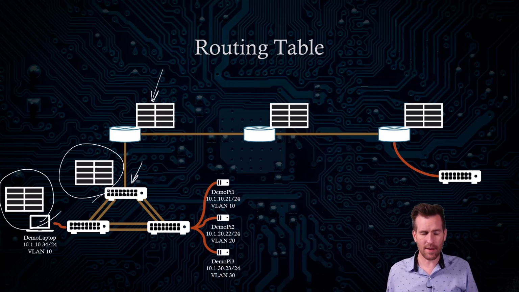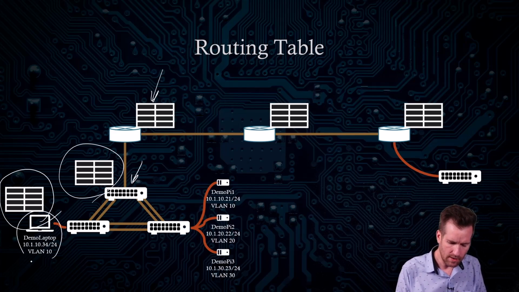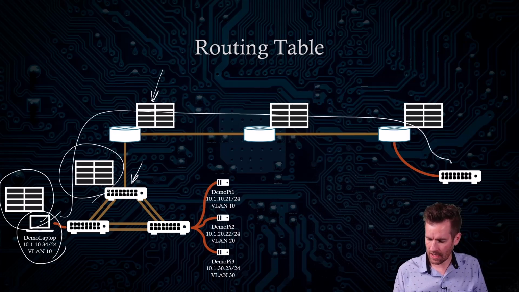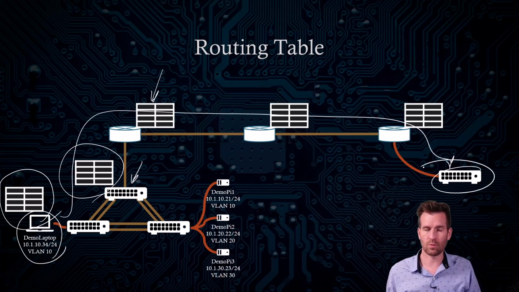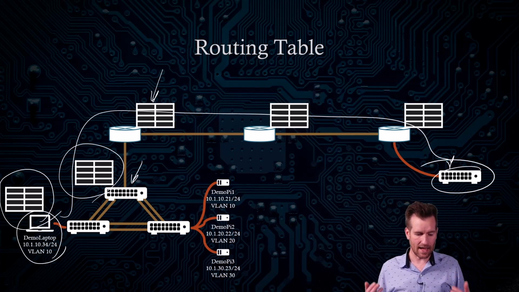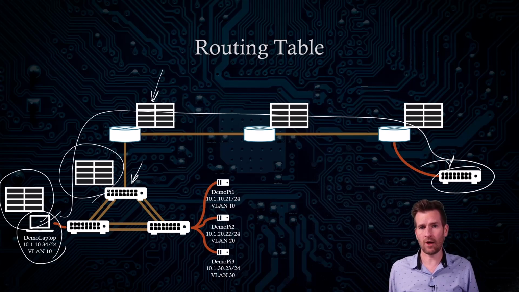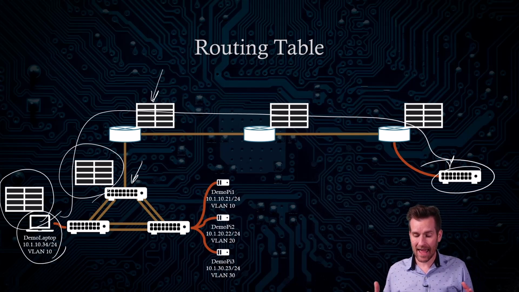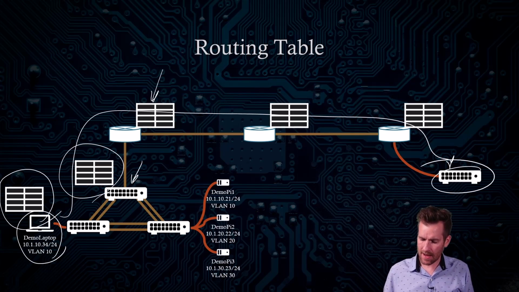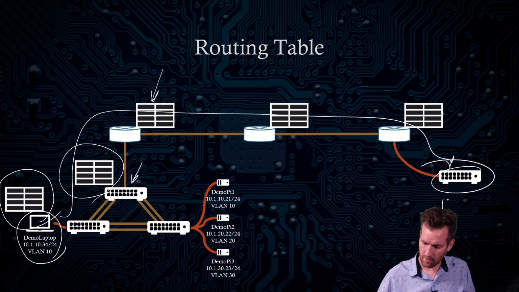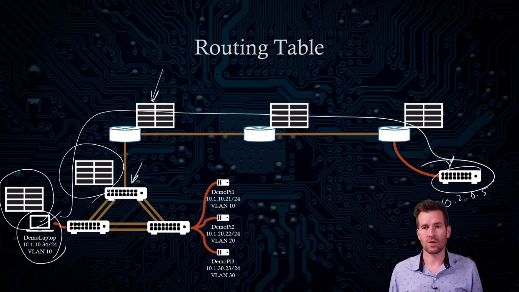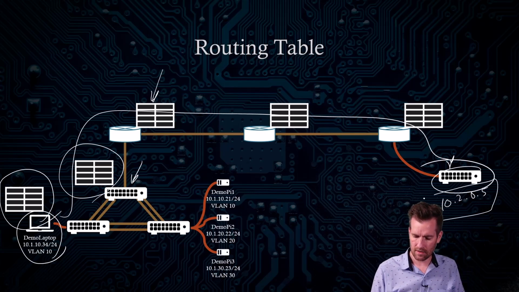So let's talk about how this demo laptop would send, let's say it's trying to create an SSH connection to this switch right here. What would that look like and what would be the process that it would go through? Well, first of all, it's got to have an IP address. So the management IP address of this machine over here is 10.2.0.5. So that's where it's trying to get to.